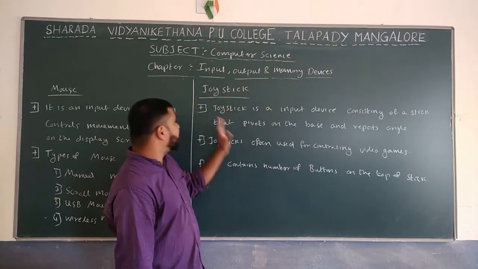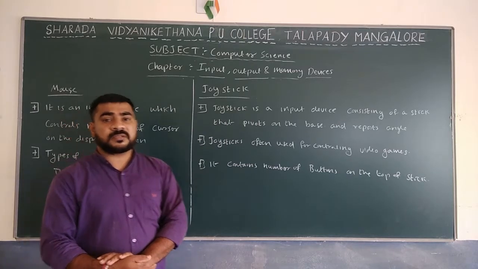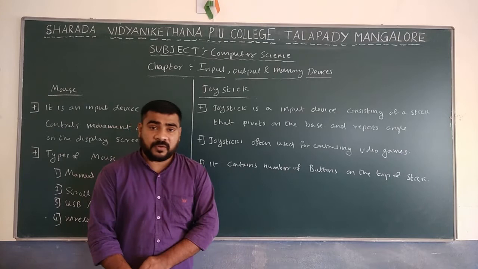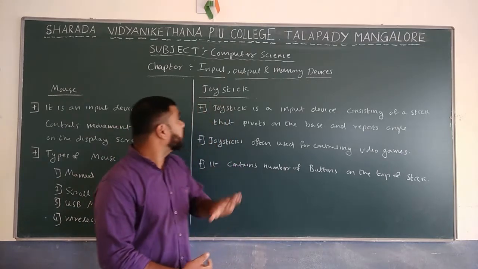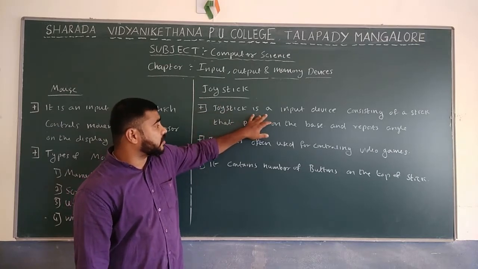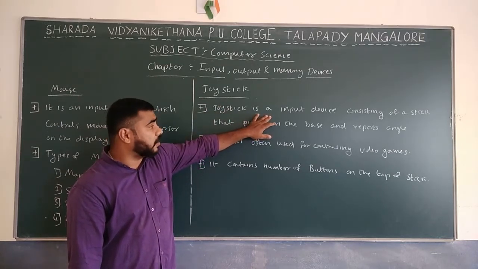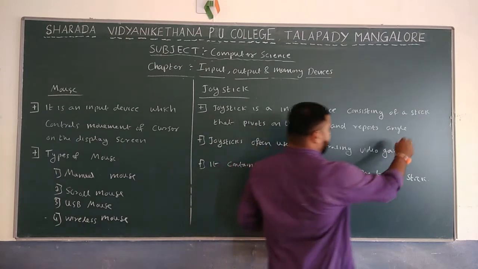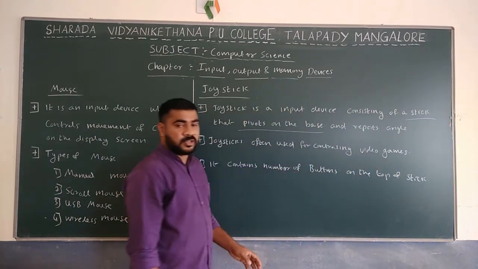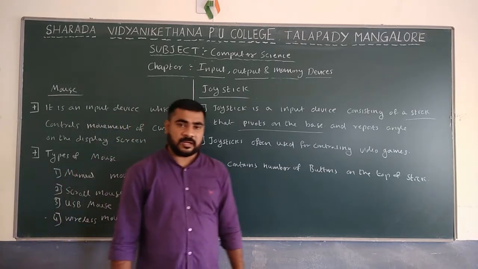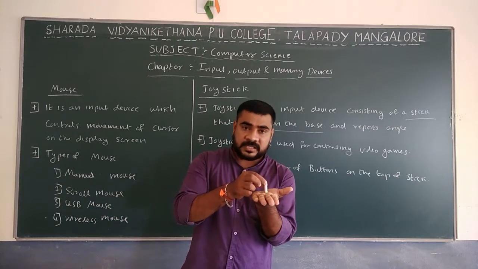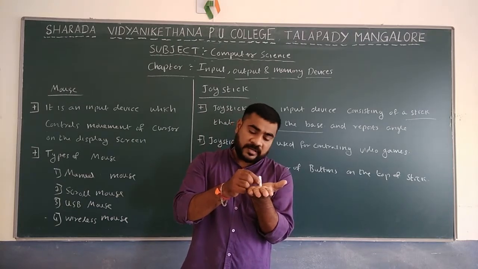After that, the next one is the joystick. The joystick is mainly used for gaming purposes. Joystick is one more type of input device. It is an input device consisting of a stick that goes to the base and reports the angle. Normally, a joystick contains one base and one stick.